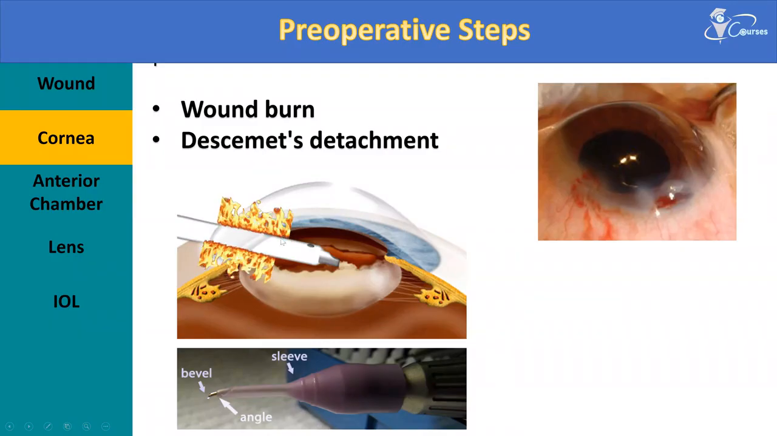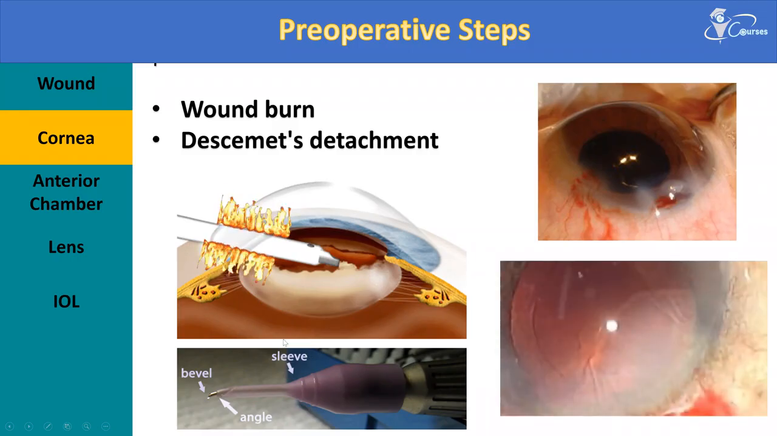So when does the wound burn occur? It occurs when you are doing phacoemulsification too close to the wound. So always try to be in the center, and also if the wound is too tight, it will compress over the sleeve, or if the sleeve itself is too tight, the cooling fluid cannot pass within the sleeve in order to cool the tip or cool the phaco needle. So this will be one of the complications that can occur to the wound or to the cornea, resulting from poor wound construction and poor surgical technique.